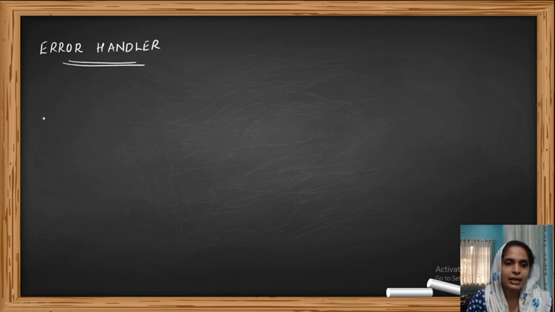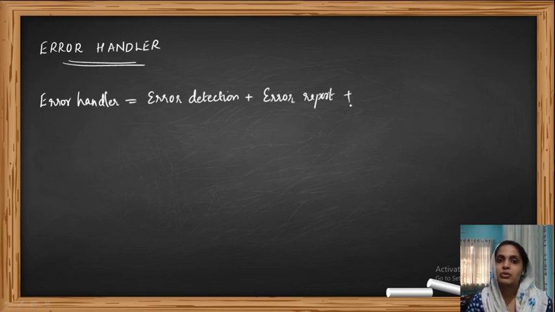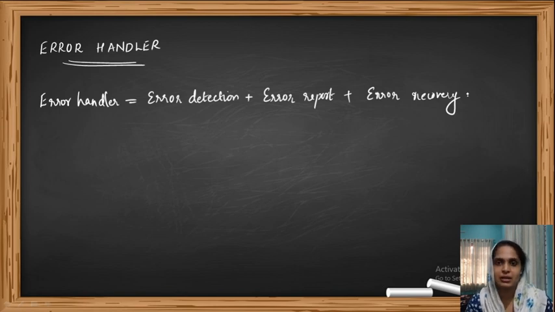Okay. So the error handler can be considered as error detection, that is, we have to detect where the error is, plus error report. That is, once we detect an error, we have to report it to the user, plus error recovery. That means we have to take some actions to recover from that error.